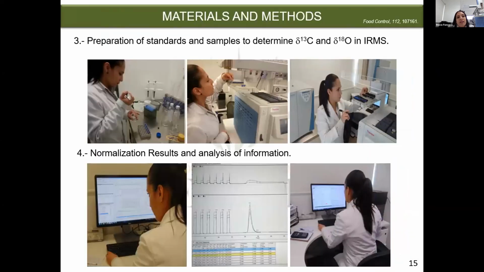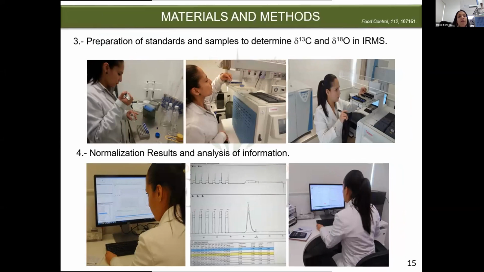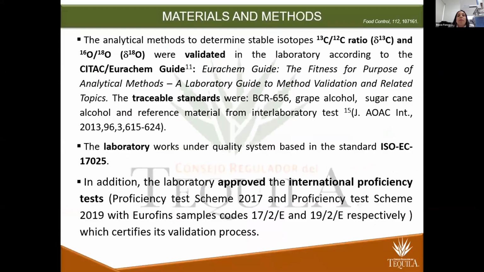We prepare the standards and the samples to determine carbon-13 and oxygen-18 isotopes in IRMS. After that, we finish with the normalization of results and analysis of information. And finally, we validate the methods in the laboratory according to the EURACHEM guide with traceable standards.